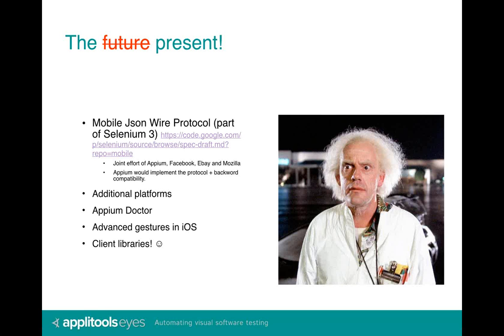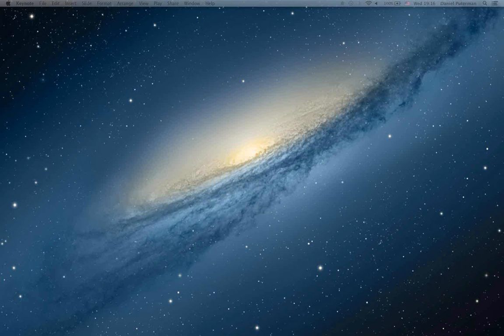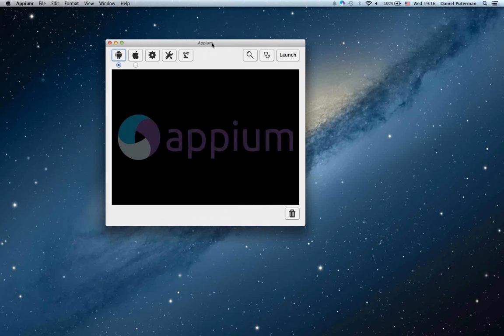Okay, so installing Appium. Appium is available in two forms. One of them is an actual application, a client front-end. I'll actually show it to you right now. This is the Appium application. You can download it from the Appium website. It's available for Windows and Mac. This form is not available for Linux, unfortunately.